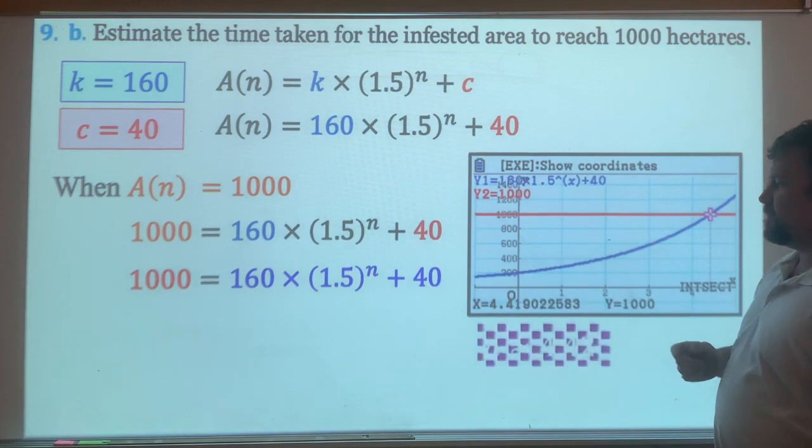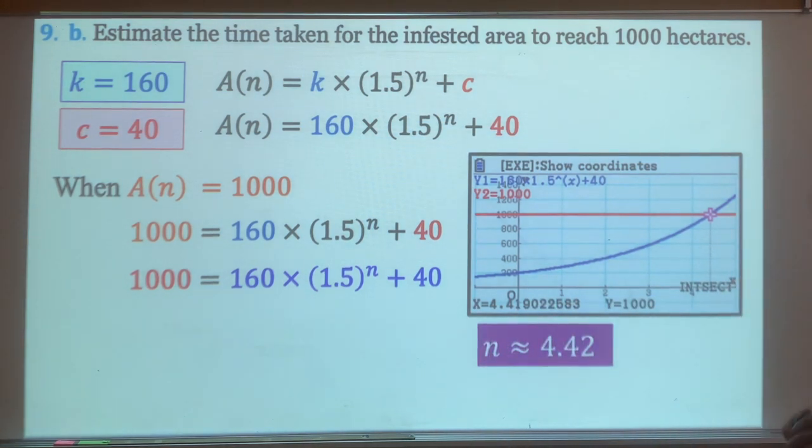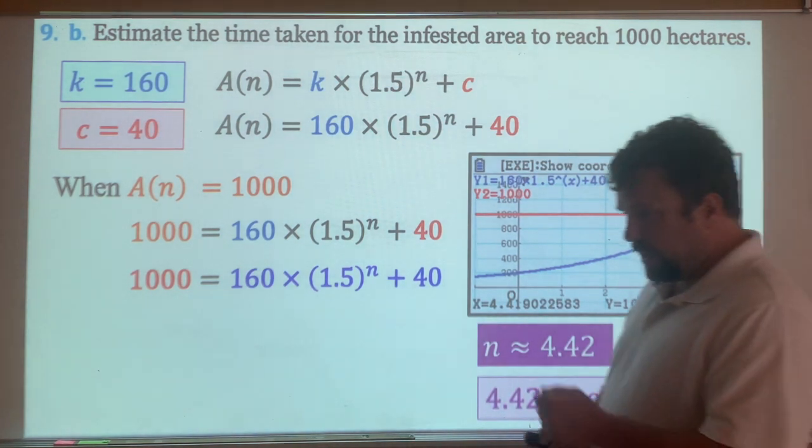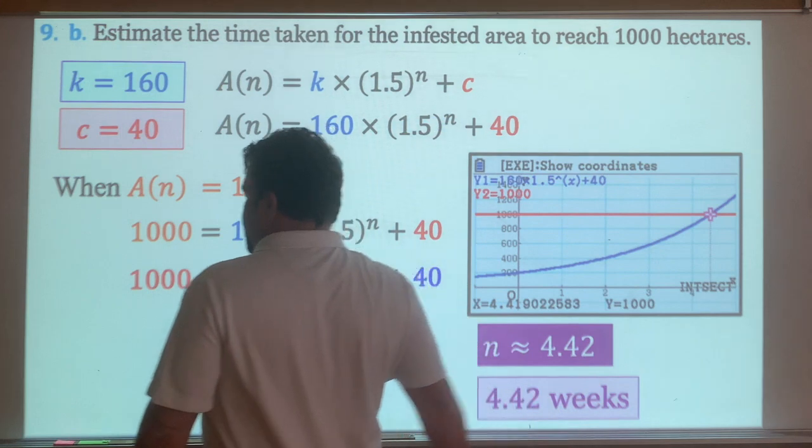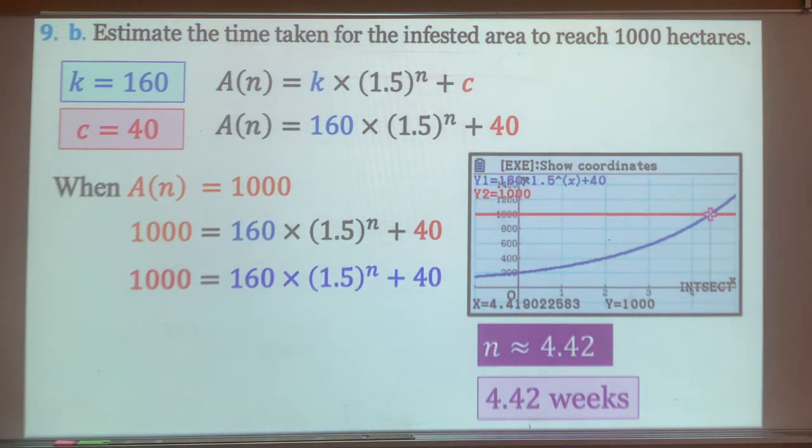4.419, so that goes up to approximately 4.42. That's your N, which is the number of weeks. So it takes approximately 4.42 weeks. That's about 4 weeks and 4 days. Wait, no, 4 weeks and 3 days. Right, 0.4277, about 3 days.